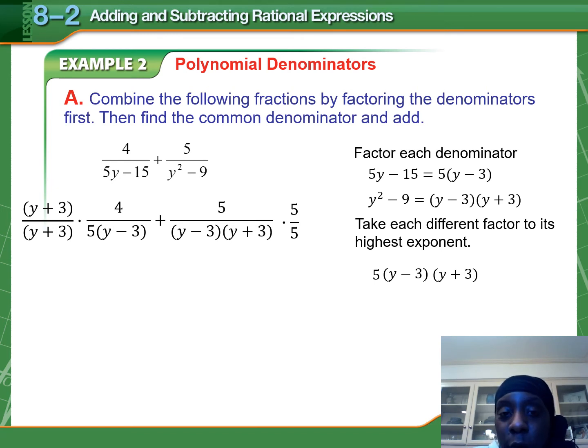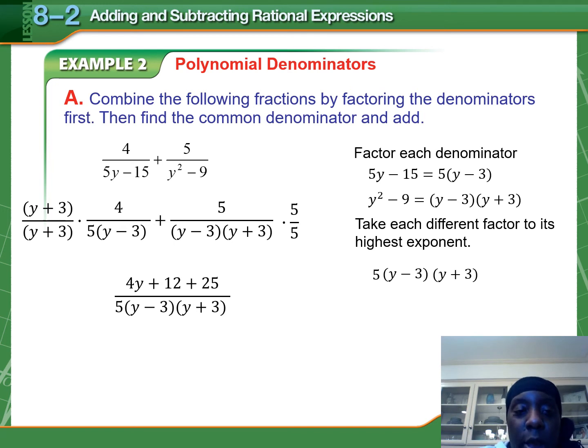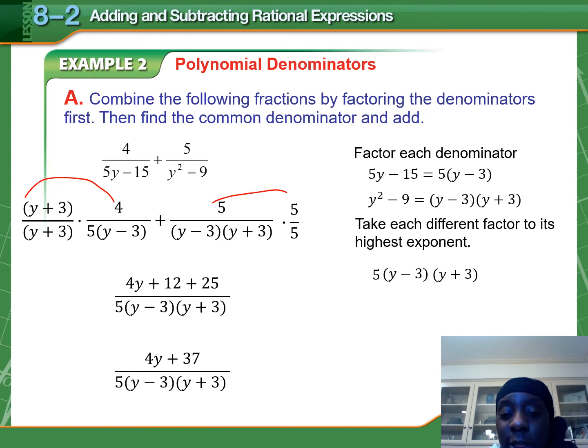And so I just need to start simplifying the numerator. If I multiply that out, I should get 4y plus 12 plus 25. I know I jumped there, but you should understand 4 times y, 4 times 3, and then that 5 times that 5. And so you get 4y plus 12 plus 25. Combine like terms in the numerator, and I would say leave your answers in factor form just in case you can keep simplifying. So that's how you do that.